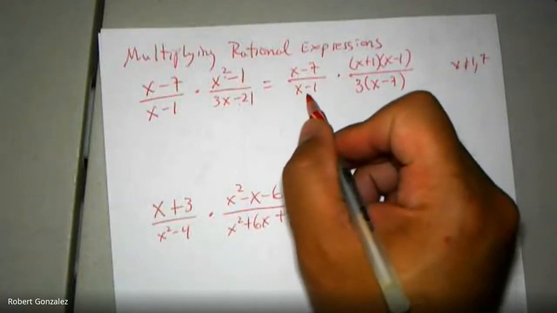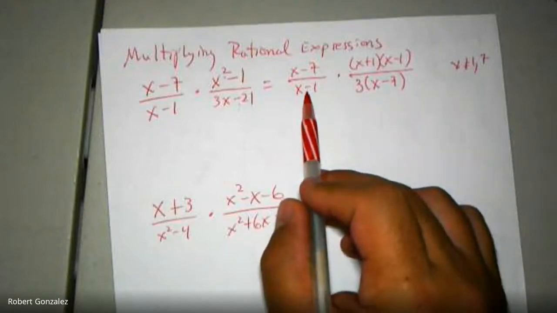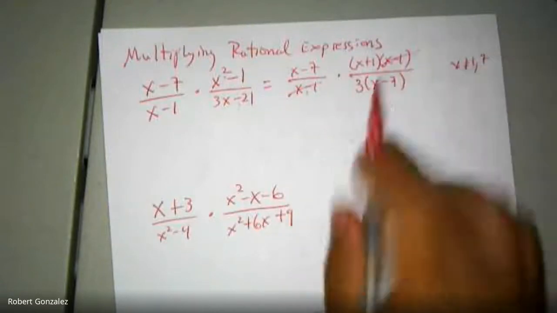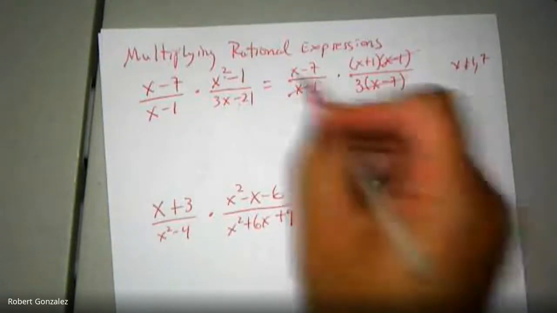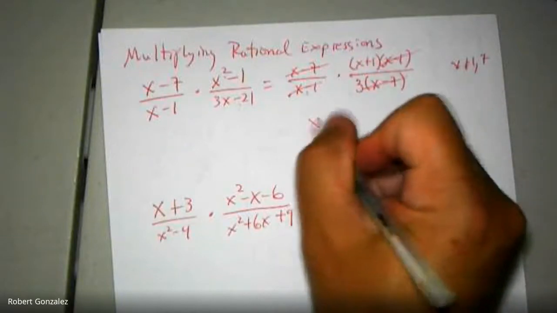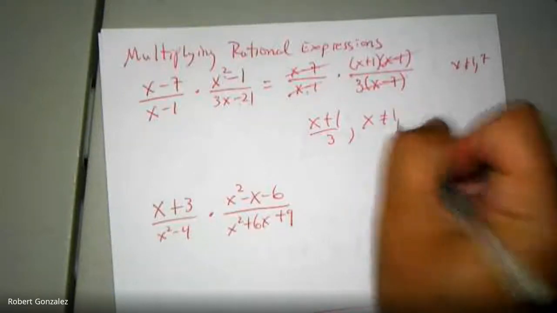Look here, x minus 1. Everyone look at this. Look right here. X minus 1, x minus 1. They cancel. X minus 7, x minus 7. They cancel. What I'm left with is x plus 1 over 3, and x cannot be 1 or 7.